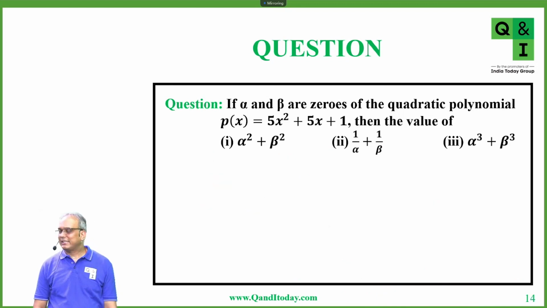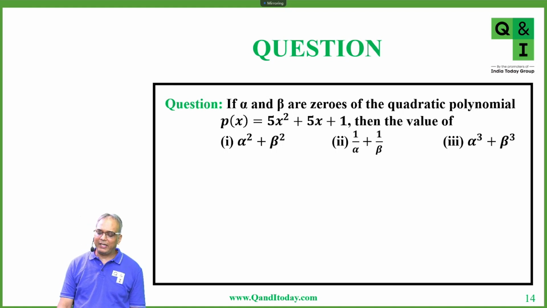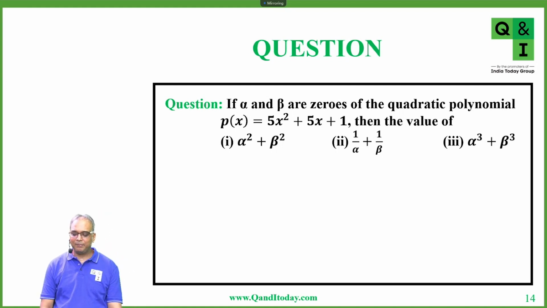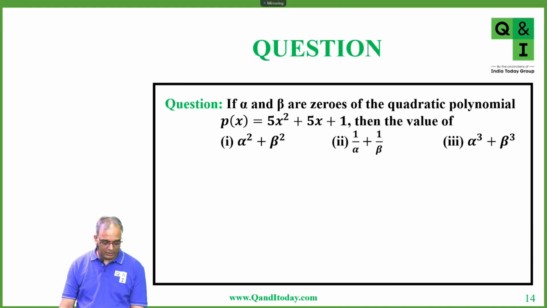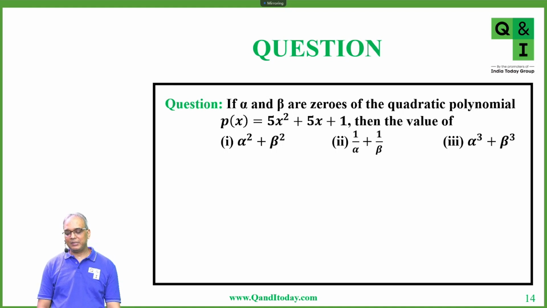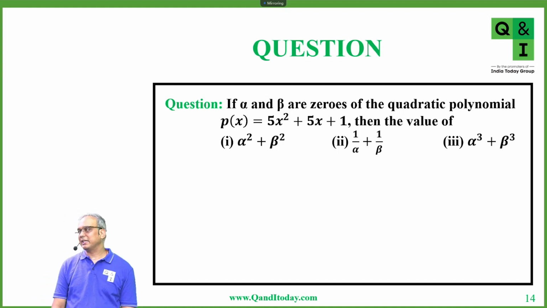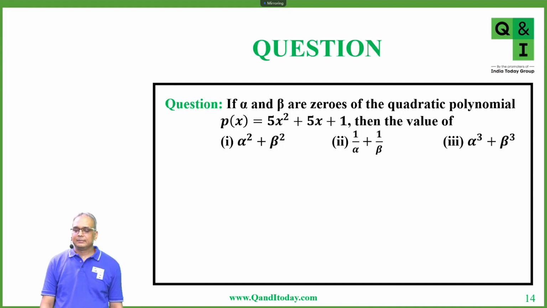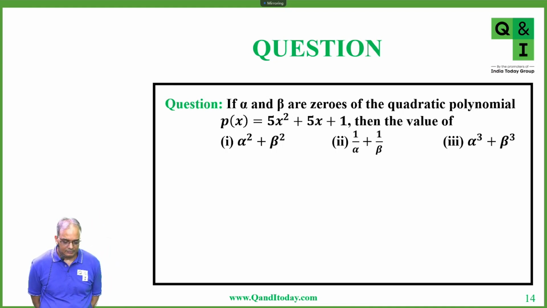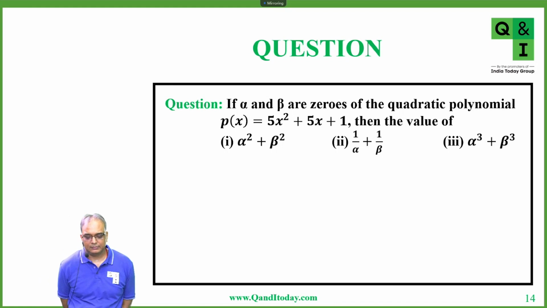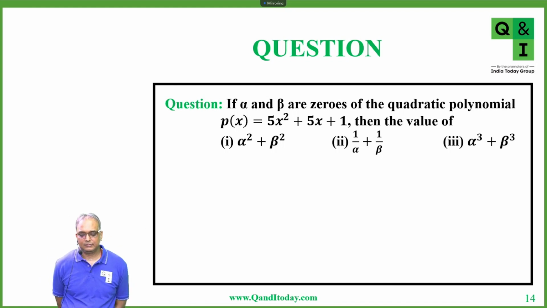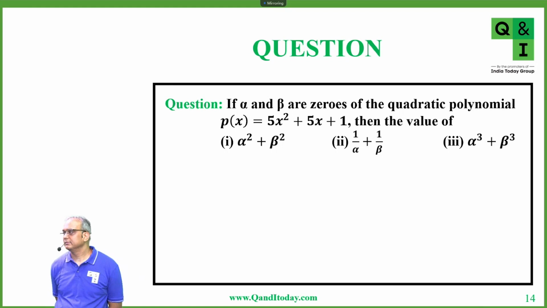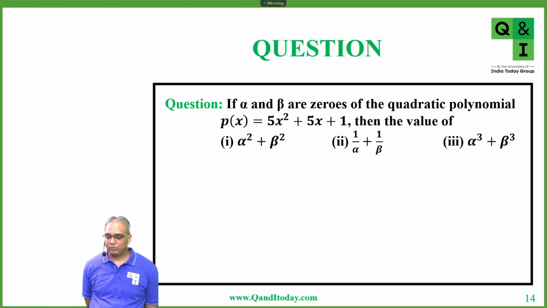So in this question, students, there are three parts. If alpha and beta are the zeros of quadratic polynomial px equal to 5x square plus 5x plus 1, you have to first find the value of alpha square plus beta square, then 1 by alpha plus 1 by beta, and then alpha cube plus beta cube. Do it one by one. Do the first part first.